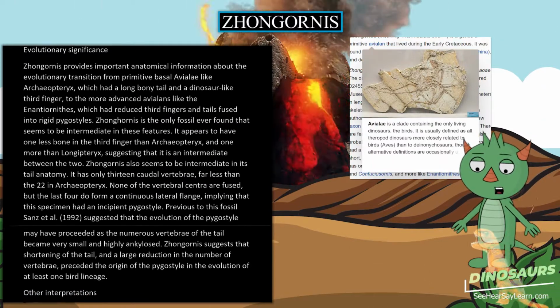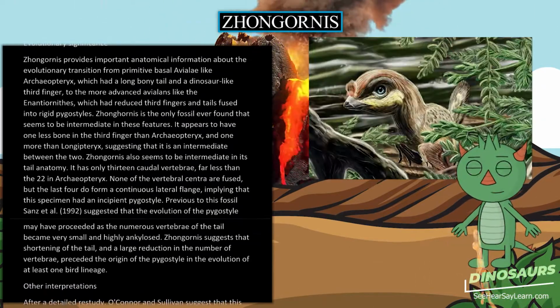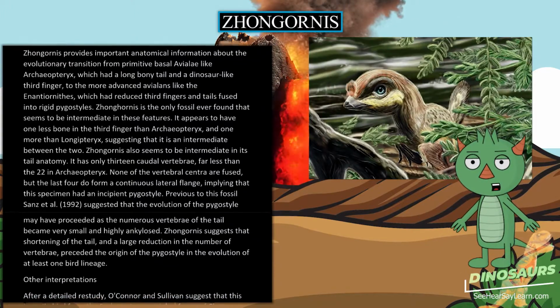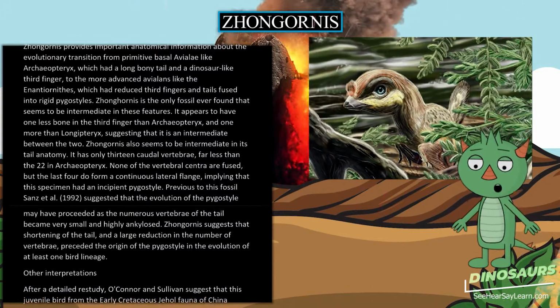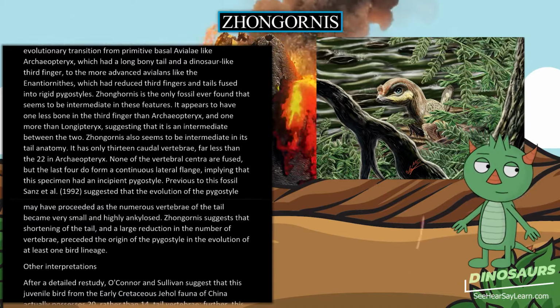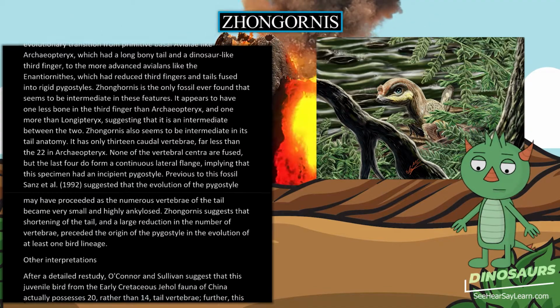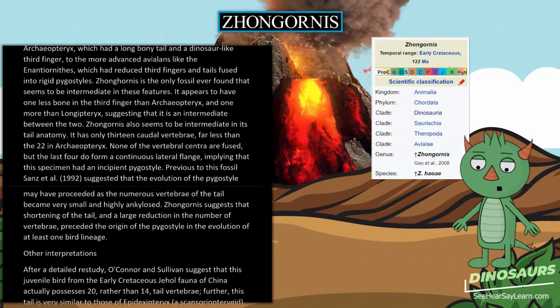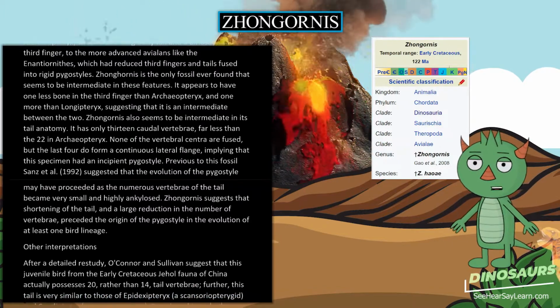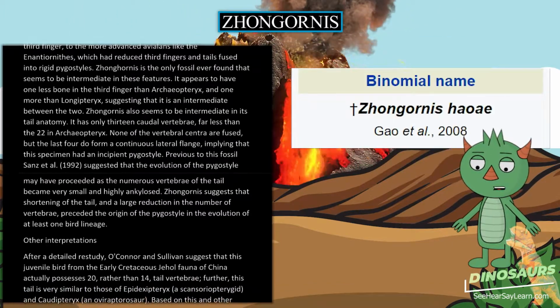Previous to this fossil, Sanz et al. 1992 suggested that the evolution of the pygostyle may have proceeded as the numerous vertebrae of the tail became very small and highly ankylosed. Zhongornis suggests that shortening of the tail, and a large reduction in the number of vertebrae, preceded the origin of the pygostyle in the evolution of at least one bird lineage.